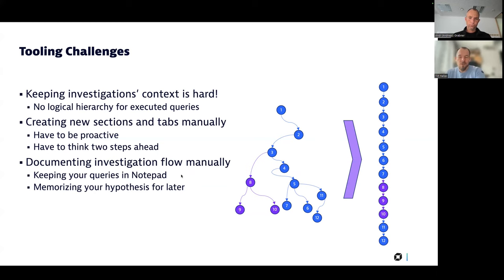the seventh query, which is right after five, to the eighth query, which is connected to three. How did you move from one query to another? What's the context there? You only see single chronological queries, but no context of the investigation. How did you reach that point? So it's really hard later to understand what you actually did. And to solve that exact problem, we created a new way of navigation within the investigation.